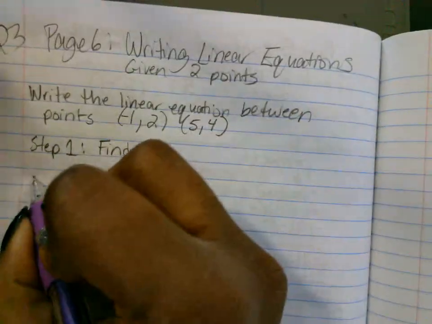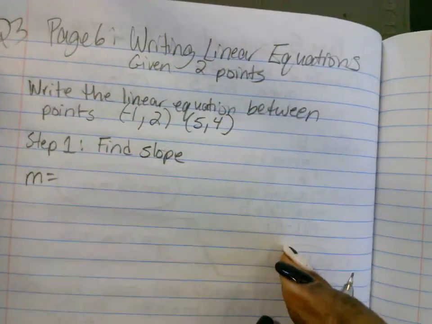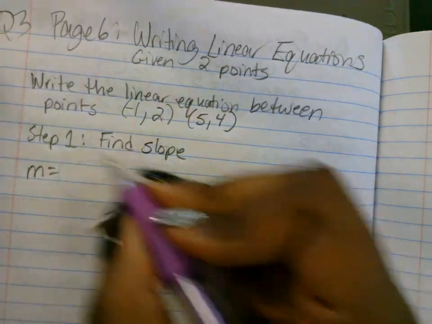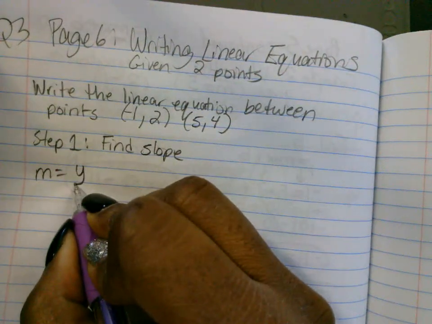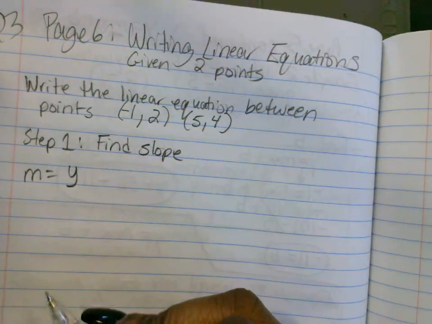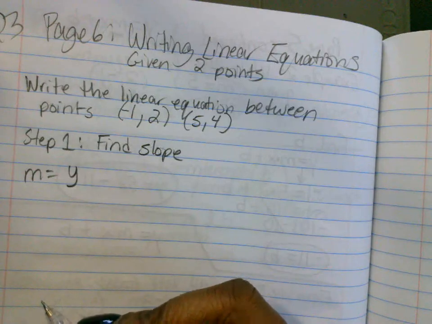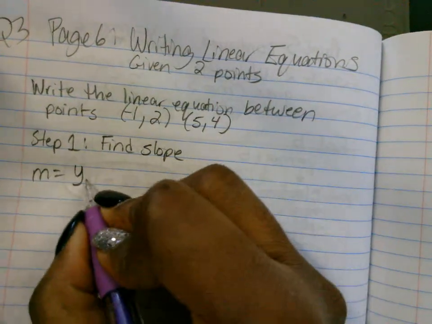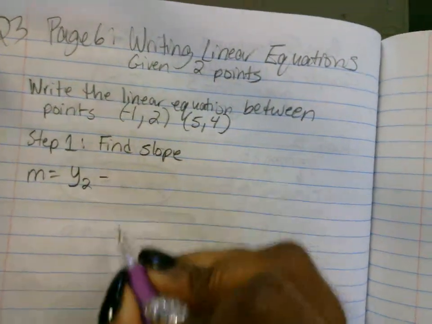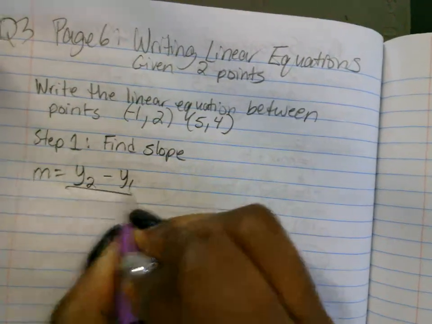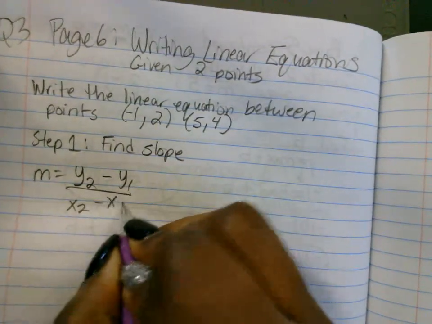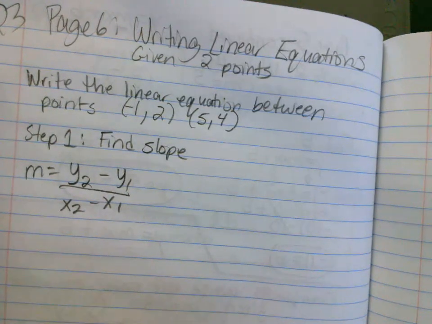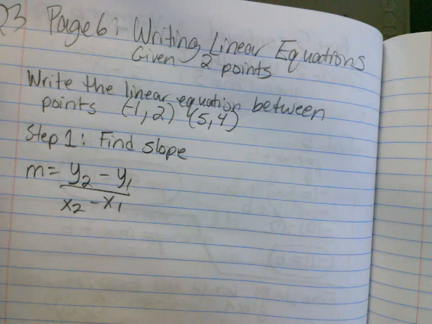How do you find slope, Miss Reyes? You use the slope formula. What is the slope formula? M equals Y2 minus Y1, and then X2 minus X1. Very good. Okay? You got to remember the slope formula. That's why we didn't do good on that slope quiz, because you had to have remembered the slope formula. Okay?